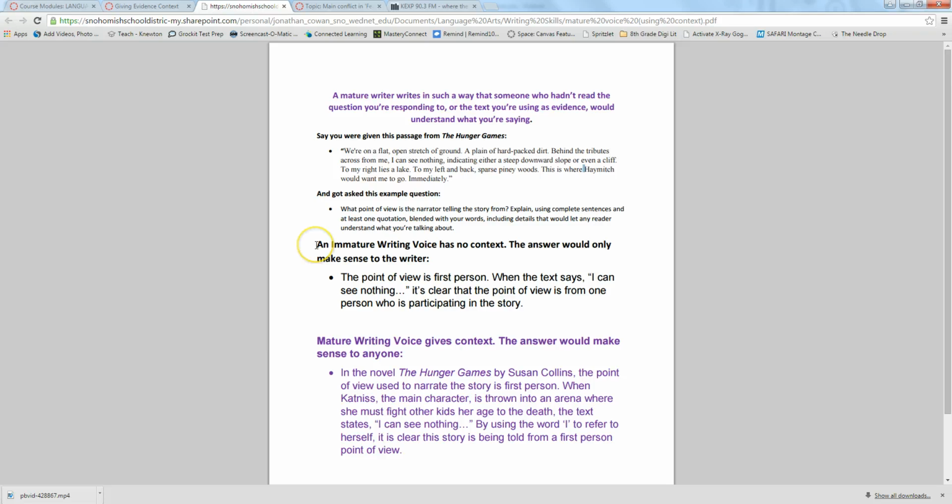Well, an immature writing voice. What I mean by immature is that when we're little kids, we don't tend to be able to think about the way other people are thinking. We don't tend to very well be able to put ourselves in the shoes of other people and see things through other people's eyes.